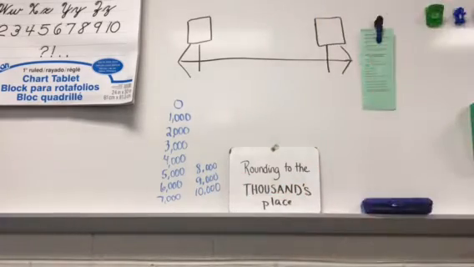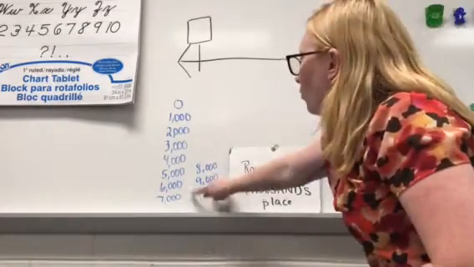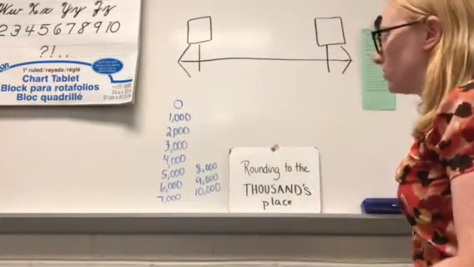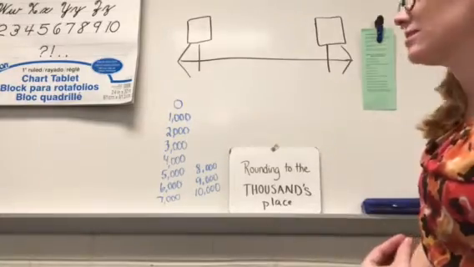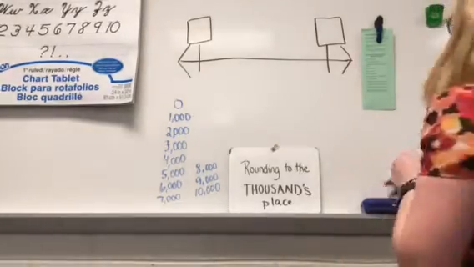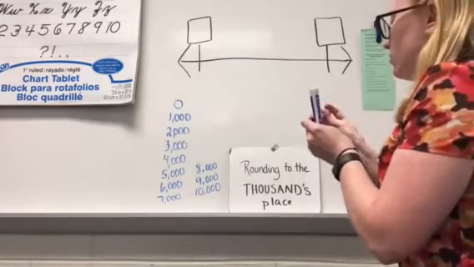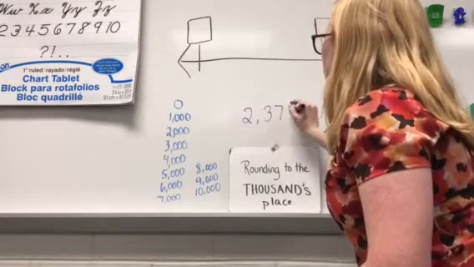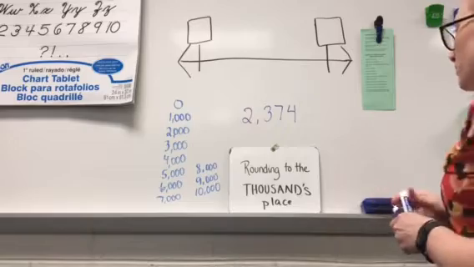Okay, so since we're rounding to the thousands place, our answers have to be whole thousands. We can't have numbers in the hundreds, tens, or ones because we're trying to figure out the closest thousand. So we're going to start with the number 2,374, and we're going to round that to the thousands place.